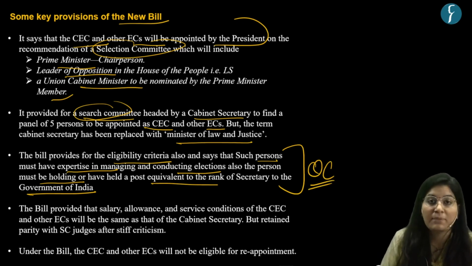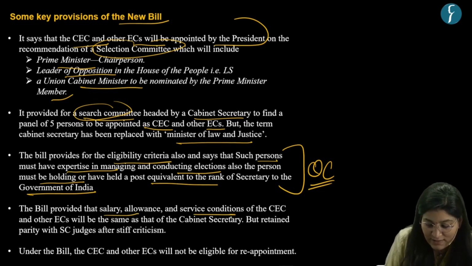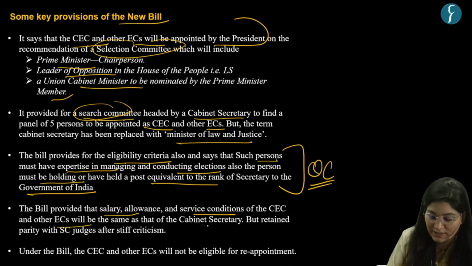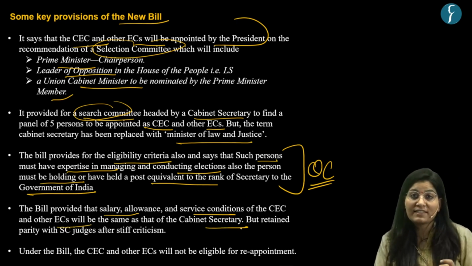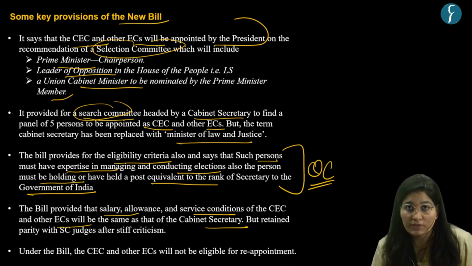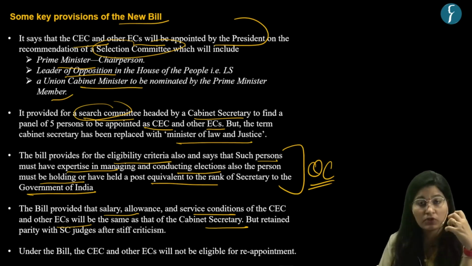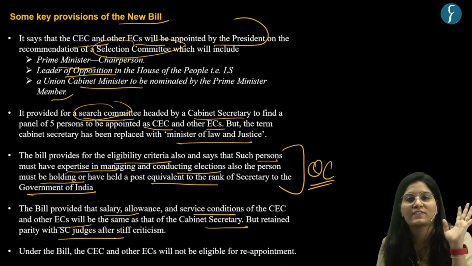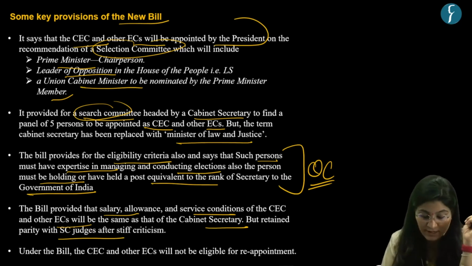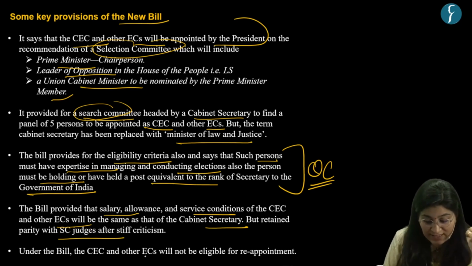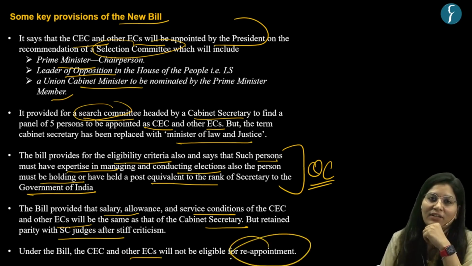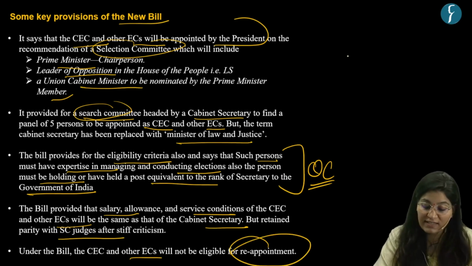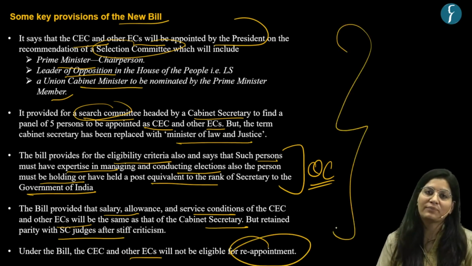Now, the bill provided that the salary, allowance, and service conditions of the CEC and election commissioners will be the same as that of the cabinet secretary. Earlier, the government stand was this only, but after a lot of opposition, it retained parity with Supreme Court judges after stiff criticism. Got it? Then the next provision is that the CEC and other ECs will not be eligible for reappointment. Got it? So these are the important provisions of the new bill.